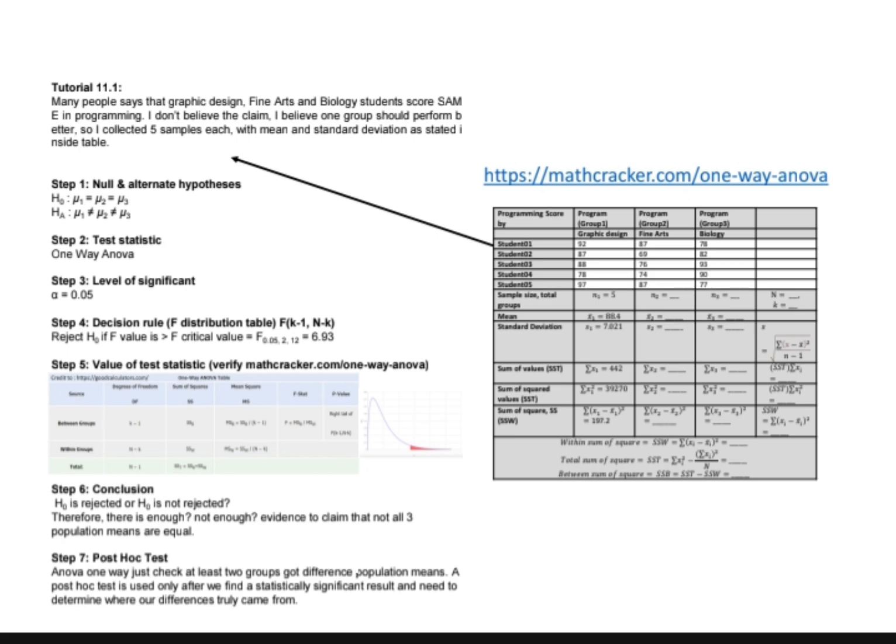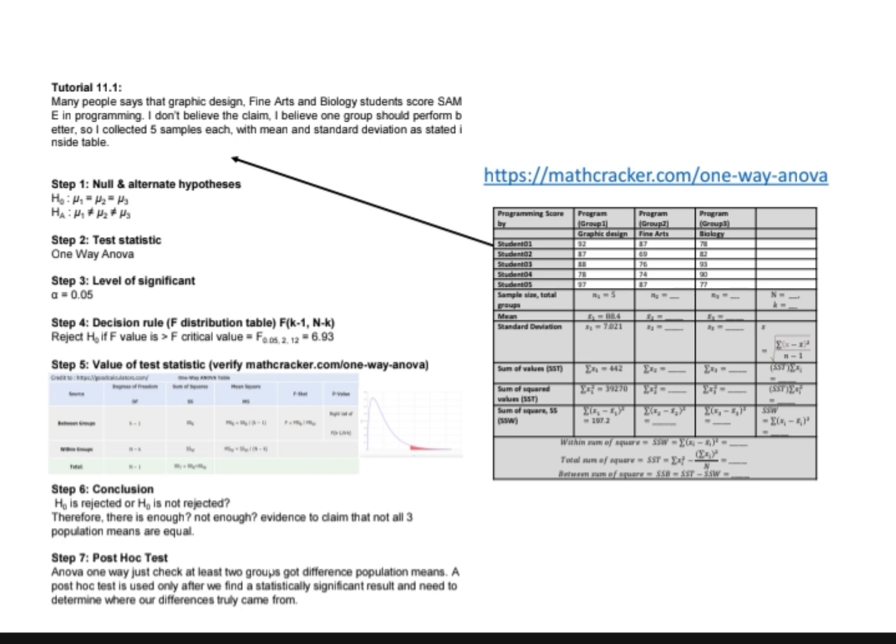Step 4. Decision rule. We determine the critical F value using the F distribution table. Number of groups, k equals 3. Total sample size, N equals 15. Degrees of freedom: between groups, k minus 1 equals 2; within groups, N minus k equals 12. From the F table, F(0.05, 2, 12) equals 6.93. Decision rule: reject H₀ if F calculated is greater than 6.93. Do not reject H₀ if F calculated is less than or equal to 6.93.